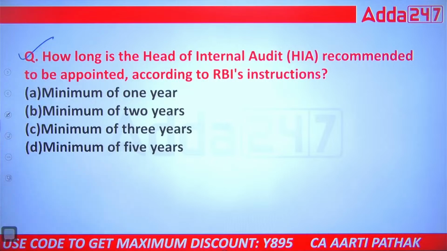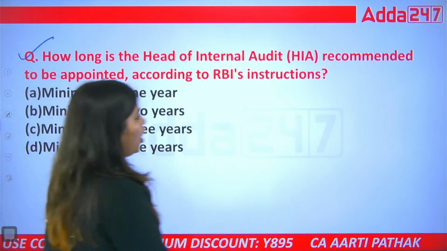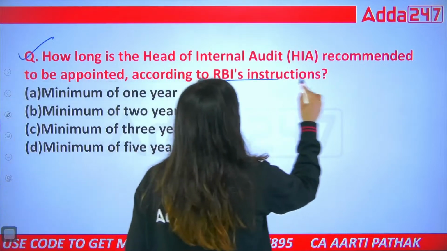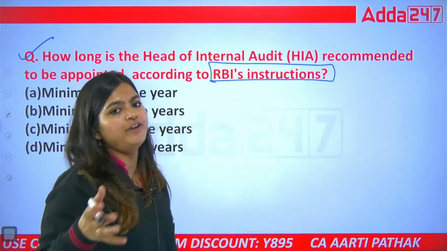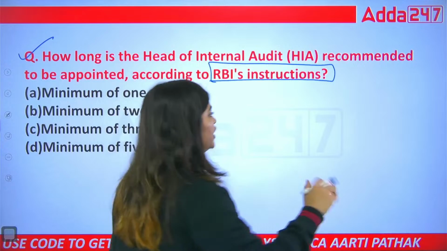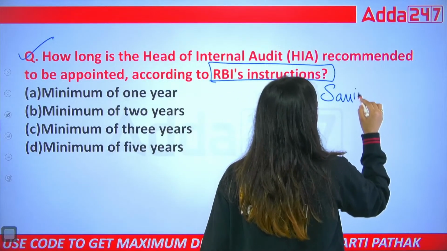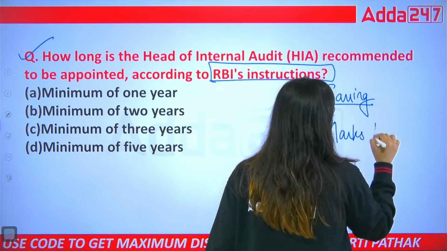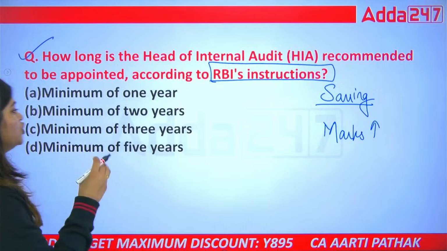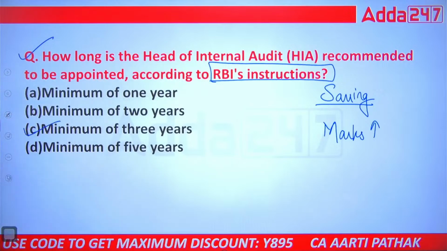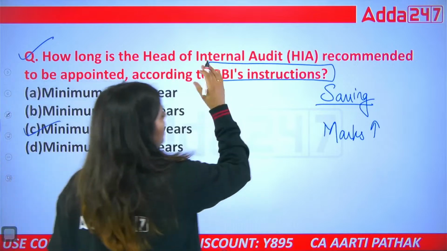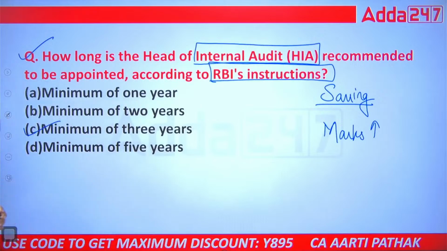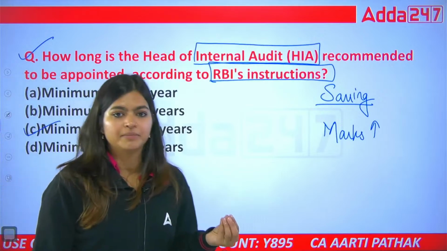Next question asks you, how long is the head of internal audit recommended to be appointed according to the RBI's instructions? See, these types of questions are for 0.5 marks. In this, you are saving your time. Okay, these questions are saving time and also increasing marks. So in this, your correct answer is minimum of 3 years. Remember, according to RBI's instructions, your head of internal audit is recommended to be appointed for 3 years minimum.